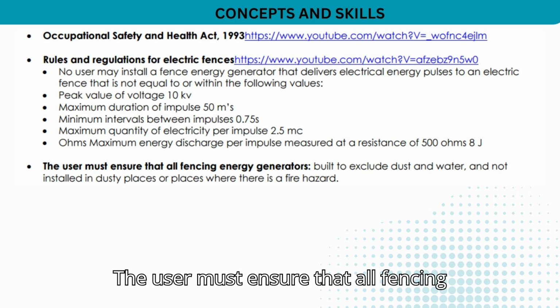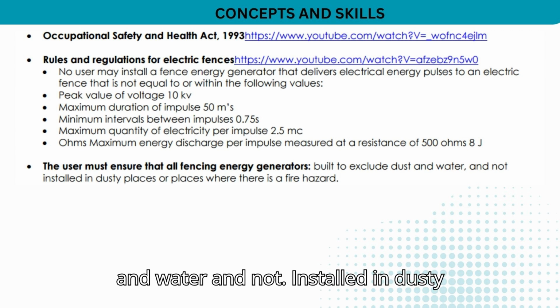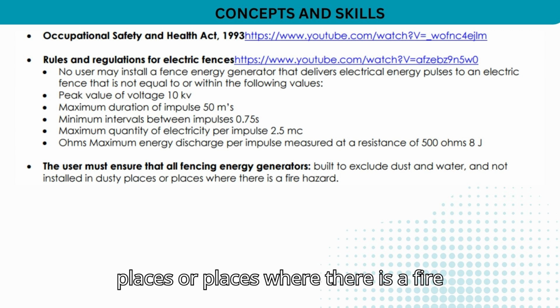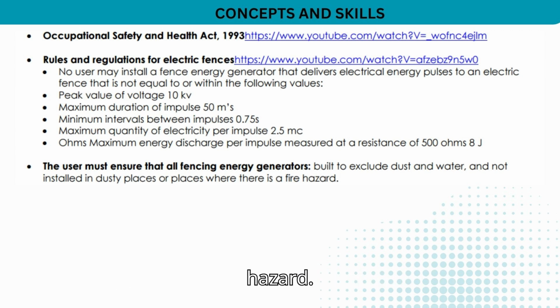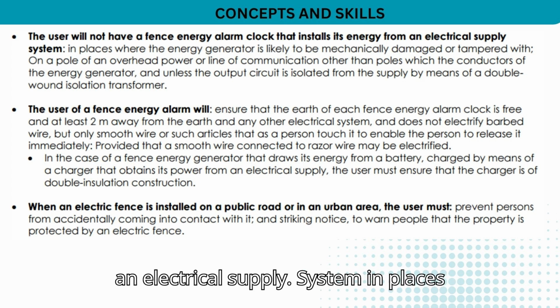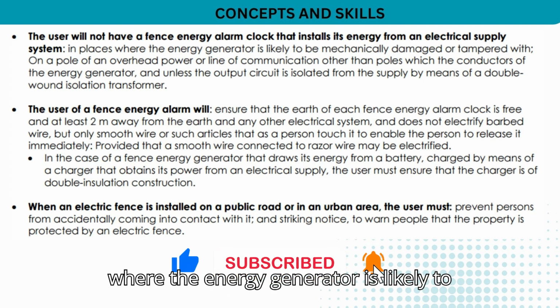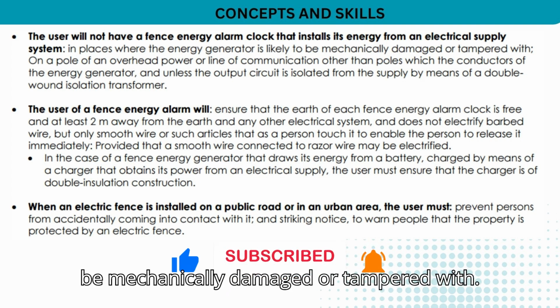The user must ensure that all fence energy generators are built to exclude dust and water, and are not installed in dusty places or places where there is a fire hazard. The user will not install a fence energy generator that draws its energy from an electrical supply system in places where the energy generator is likely to be mechanically damaged or tampered with.